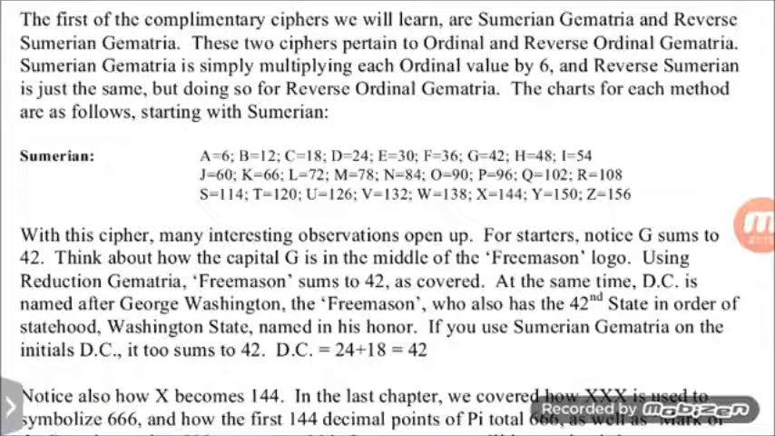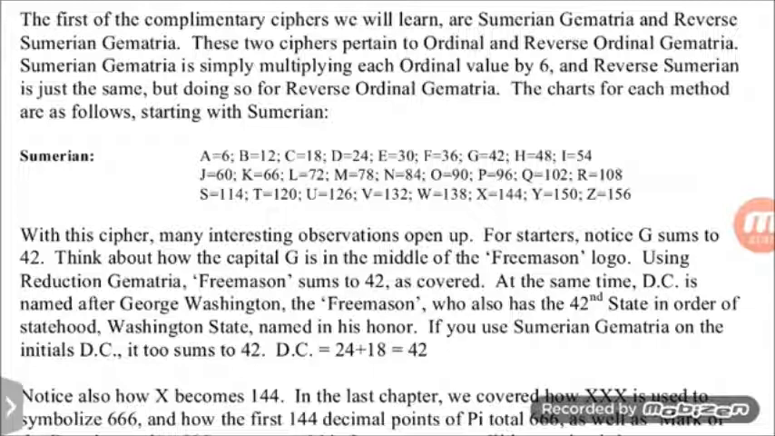The first of the complementary ciphers we will learn are Sumerian Gematria and Reverse Sumerian Gematria. These 2 ciphers pertain to ordinal and reverse ordinal Gematria. Sumerian Gematria is simply multiplying each ordinal value by 6, and reverse Sumerian is just the same, but doing so for reverse ordinal Gematria. The charts for each method are as follows, starting with Sumerian.